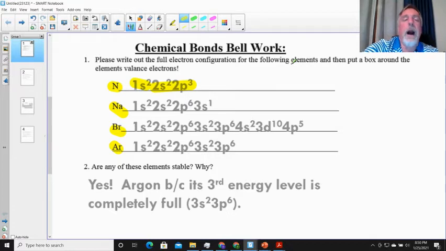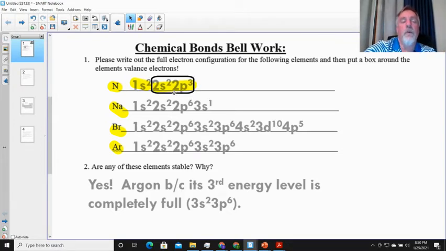Then it asks us to put a box around our valence electrons. I'm going to do, let's see, we'll do a box here. So we want to put a box around our valence electrons. Remember, the first thing you've got to do is find what is your highest energy level. In this case, our highest energy level is energy level 2. So we're going to put a box around everything that's in energy level 2, our 2s and our 2p.